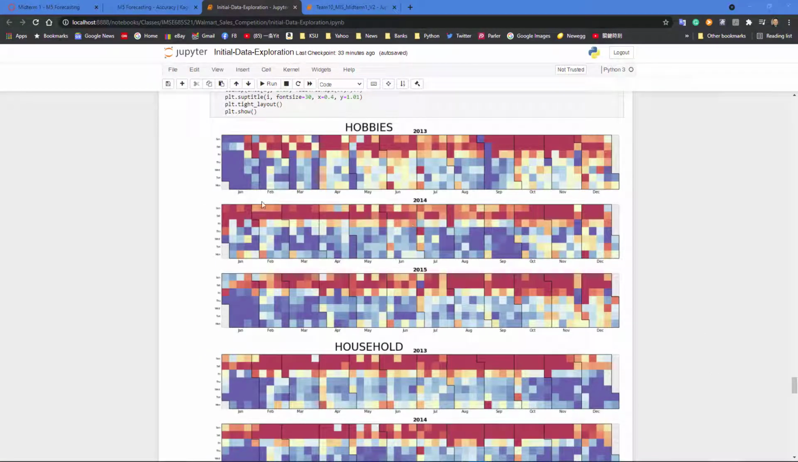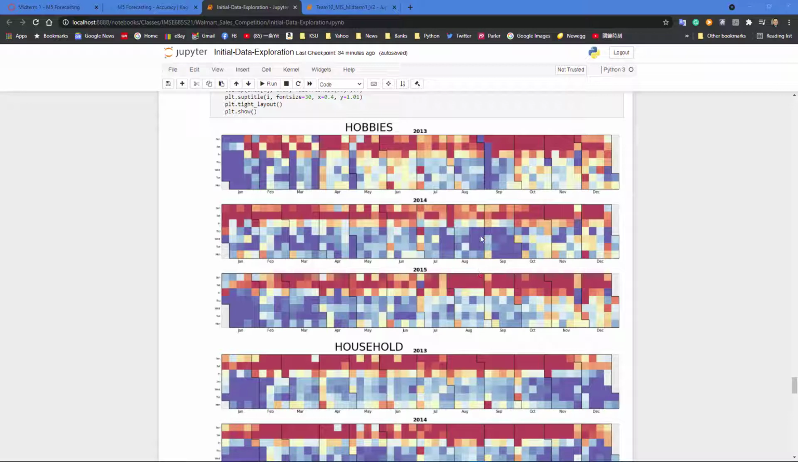Oh, so it is this one you're talking about? Okay. The vertical axis is the weekday: Sunday, Saturday, Friday, and so on, and the bottom one is Monday. Then you have January, February, March, April, all the way to December. And this is for each year: 2013, 2014, and 2015.